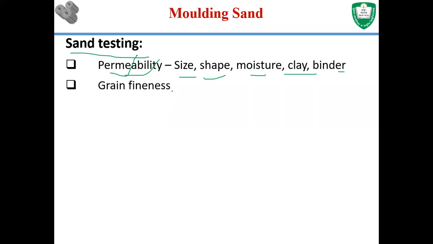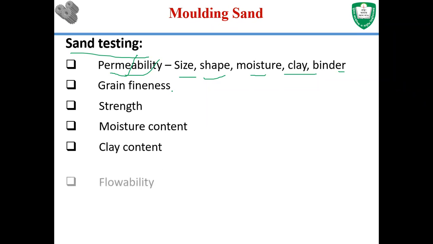Grain fineness, the particle size distribution. You should not use very large sand particles, and also you should not use all the particles of very small size. So there should be a distribution that we also need to test. And we need to test the strength, how much strength a molding sand should provide, and the moisture content, clay content, which I already said, and the flowability.